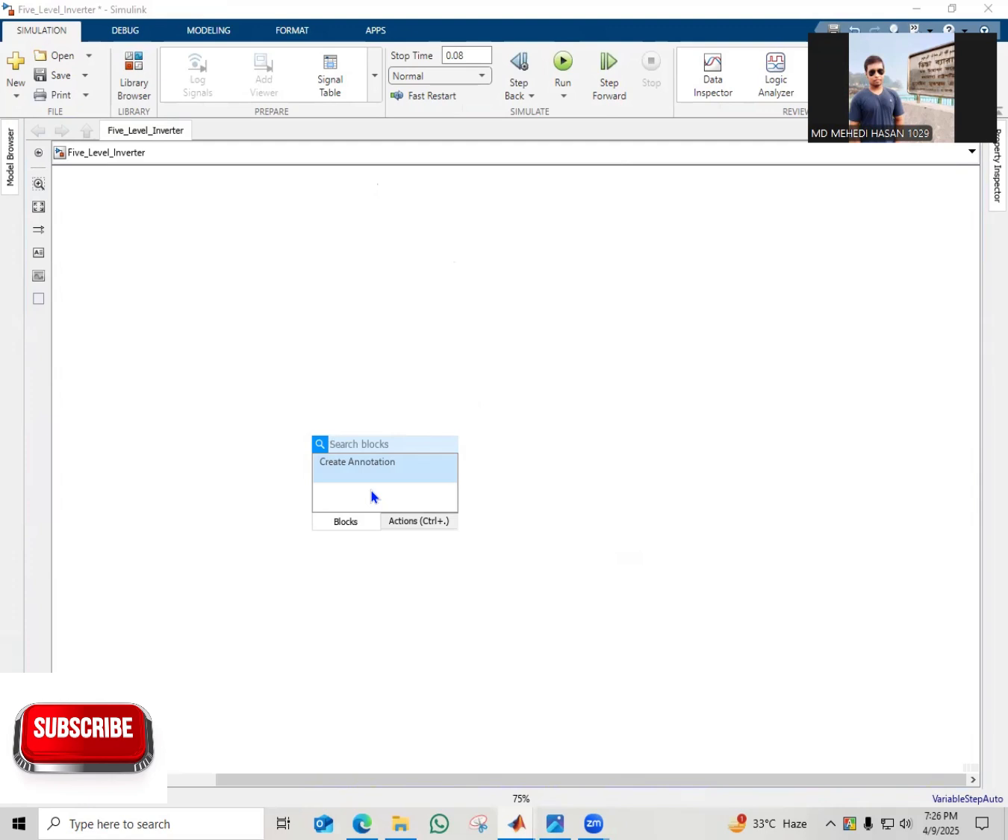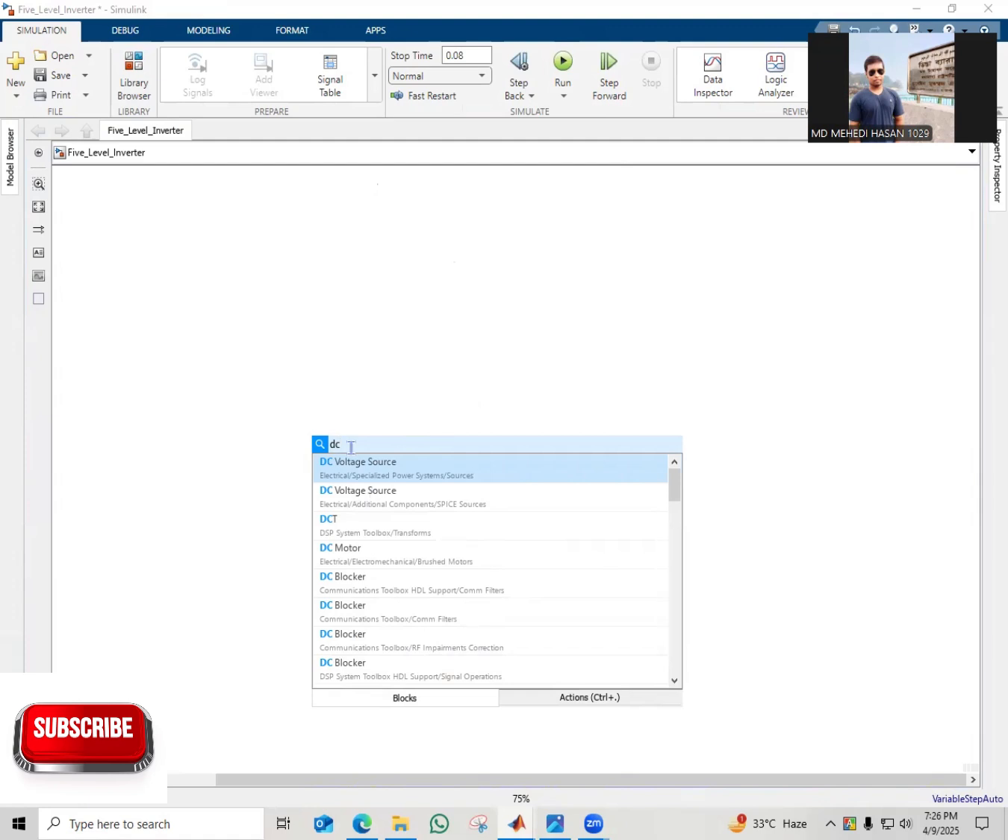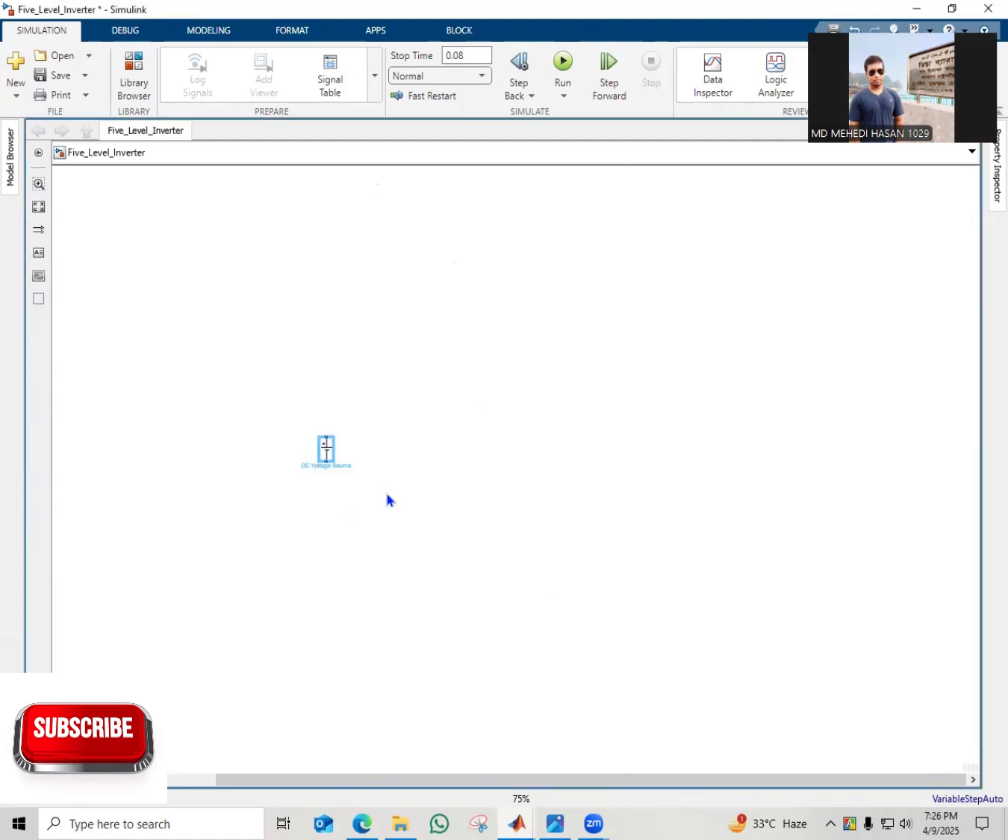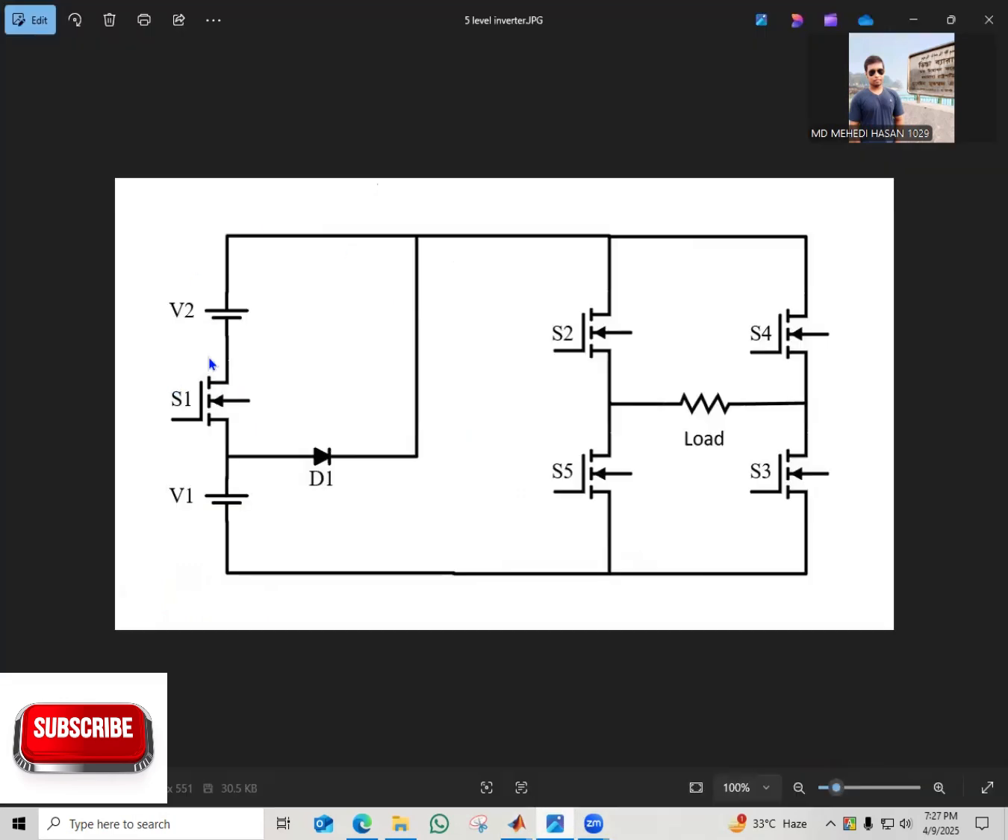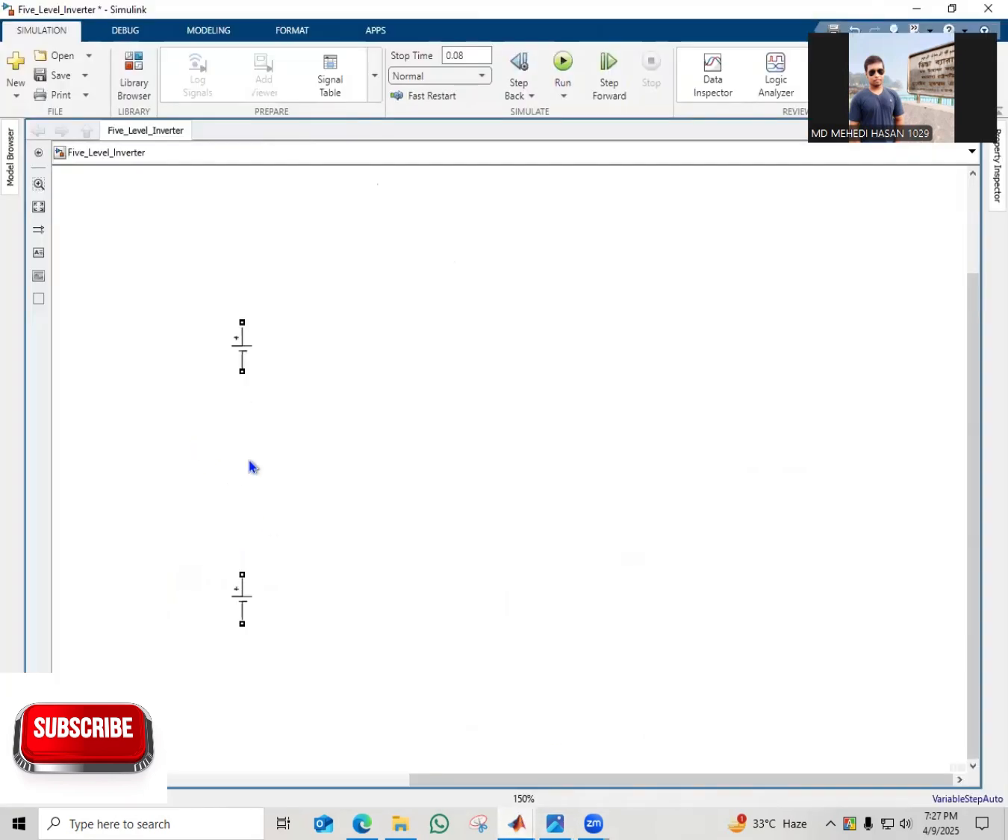So we are putting this here. Here is the DC voltage, and we copy this voltage source. Now we need an IGBT or MOSFET, S1. So we are putting this S1.